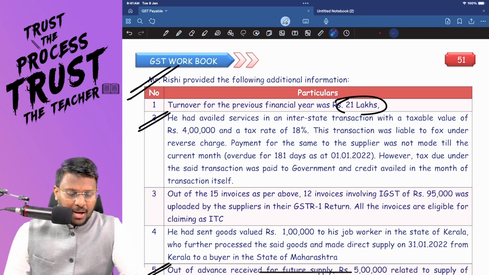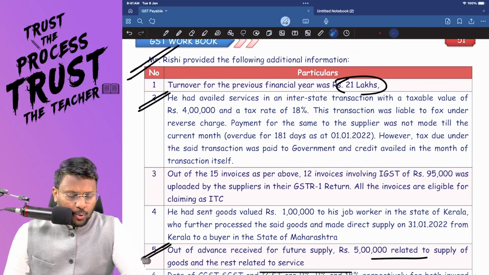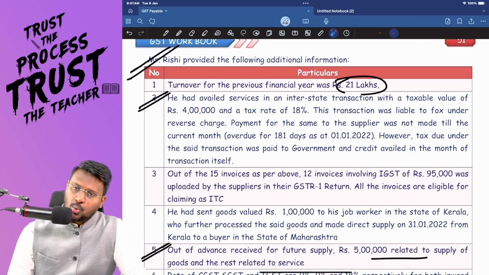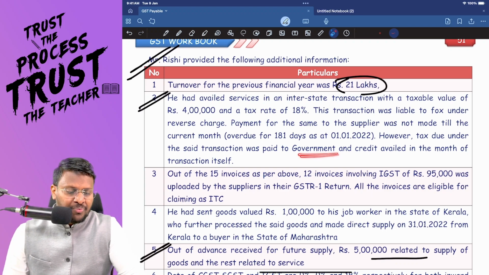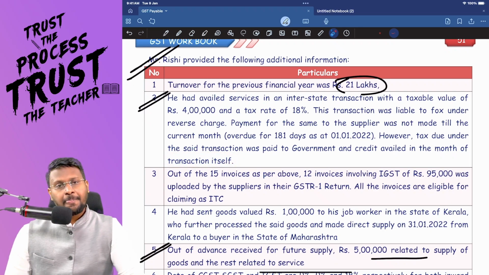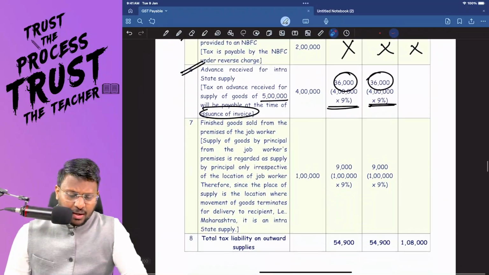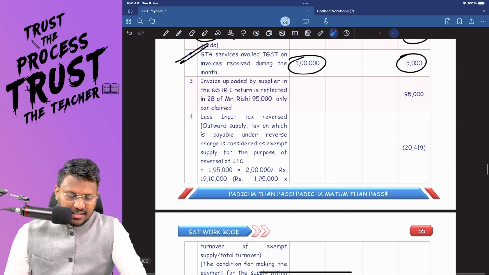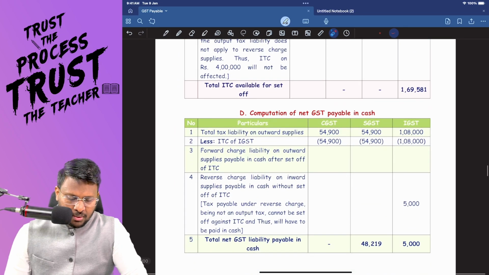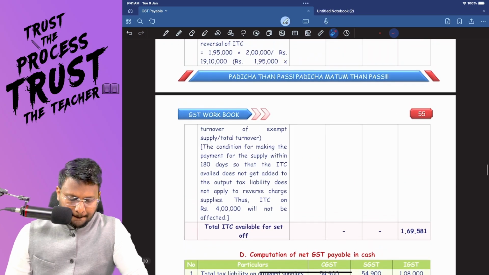So payment for the same to the supplier was not made till the current month, overdue for 181 days as at 1/1/2022. However, tax due under the said transaction was paid to the government and credit availed in the month of what itself? Transaction itself. So tell me, are we liable to pay any reversal, sir? No, sir. Because this is what? RCM. So with regard to RCM, my dear lovable students, we'll read the notes for the RCM.